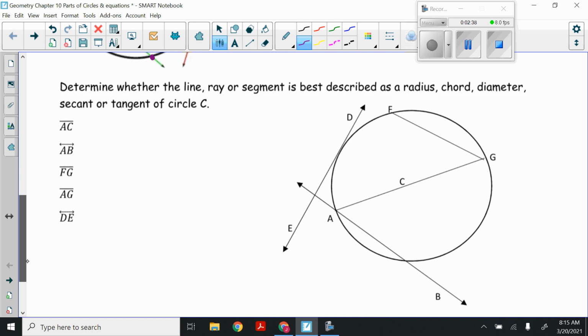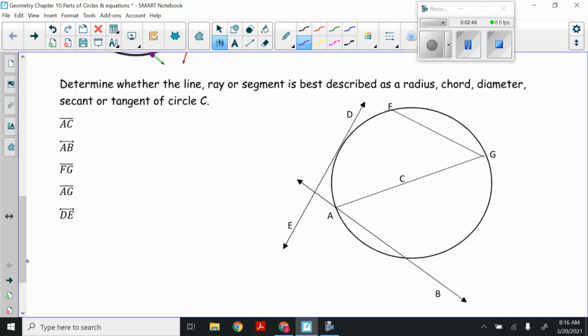So now we're going to practice that using this picture. Determine whether the line, the ray, or the segment is best described as a radius, a chord, a diameter, a secant, or a tangent of circle C. So they give me a segment AC. He told me that this was circle C, so I know this is my center. So segment AC has 1 endpoint on the center and then 1 endpoint on the circle, so that is a radius. The next one, line AB. Line AB goes through my circle and it touches it twice, so that is a secant line, or just secant.